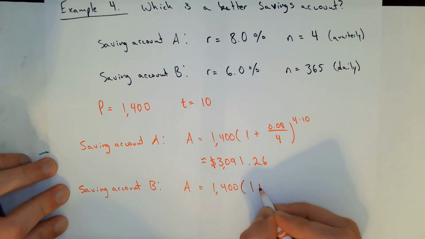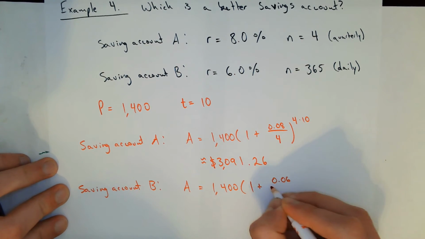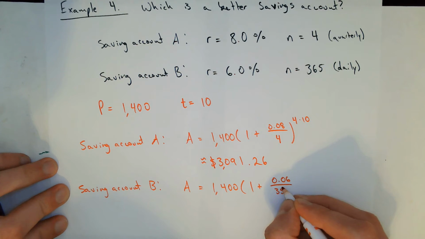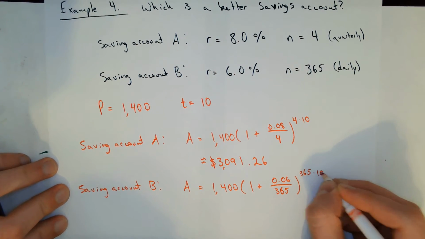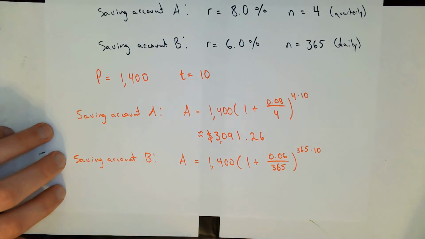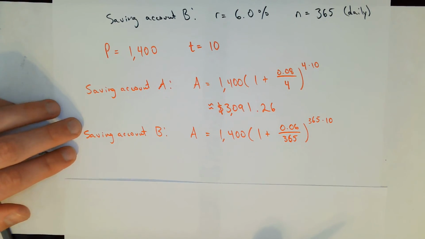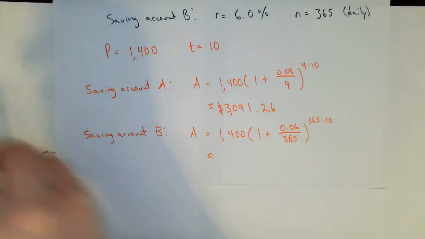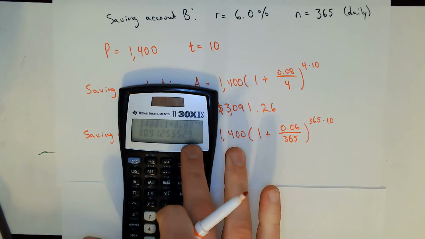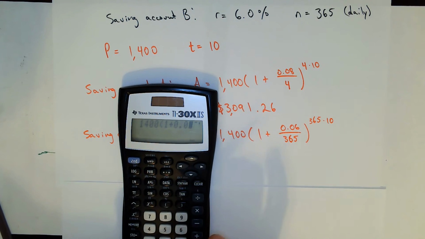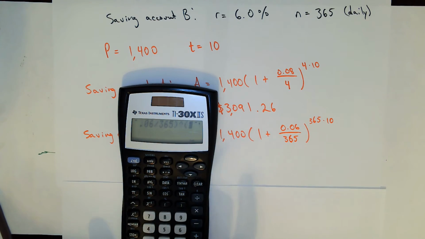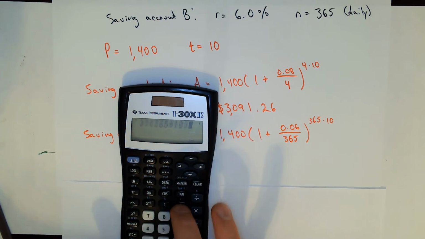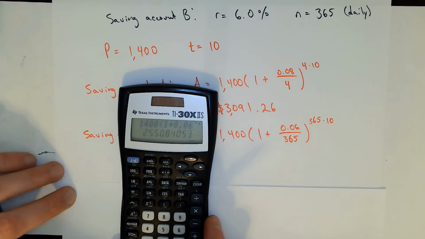What about savings account B? Same principal, different interest rate, and different value for N. Same value for time, though. So 1,400, and then I'll change that to 6 divided by 365. Oh, I'm going to close parentheses, raised to 365 times 10. Aha.